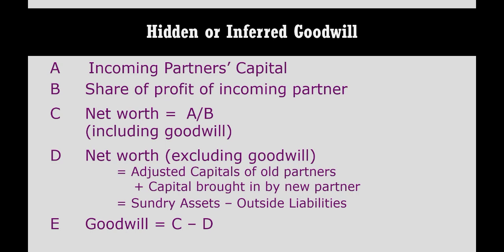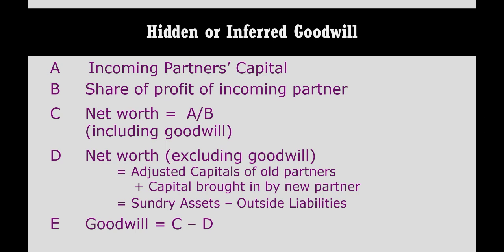Let's check out once again. First, write the incoming partner's capital account. Write his share. Divide both the amounts, we will get net worth including goodwill. Then find net worth excluding goodwill by adding all the capitals of all the partners, the adjusted ones, or sundry assets minus outside liabilities. Then we will deduct both the amounts we got, we will get the amount of goodwill.